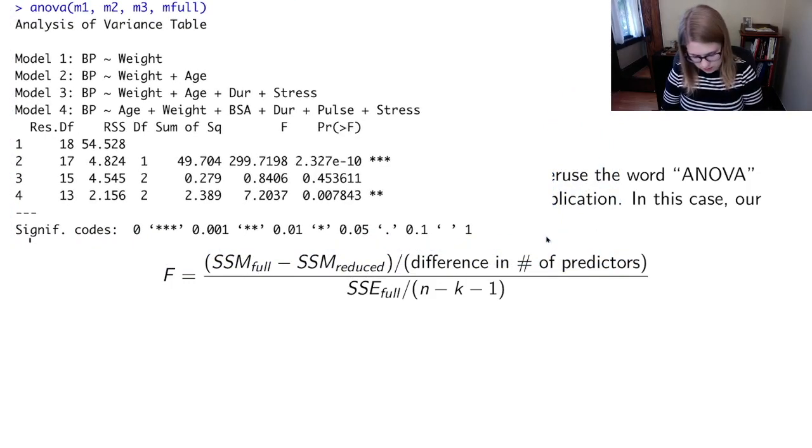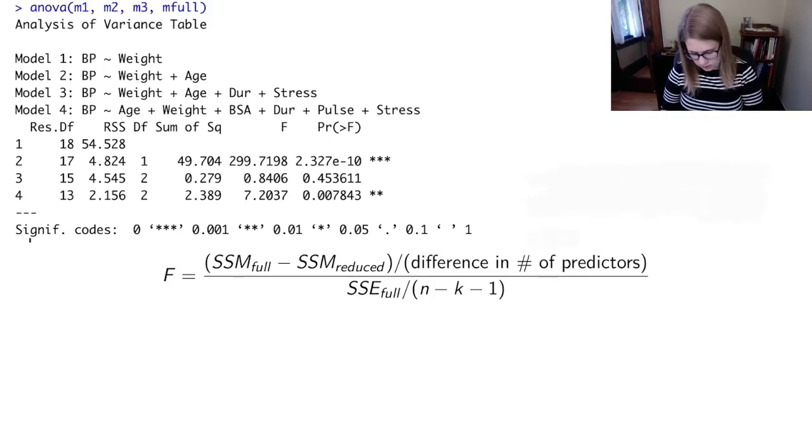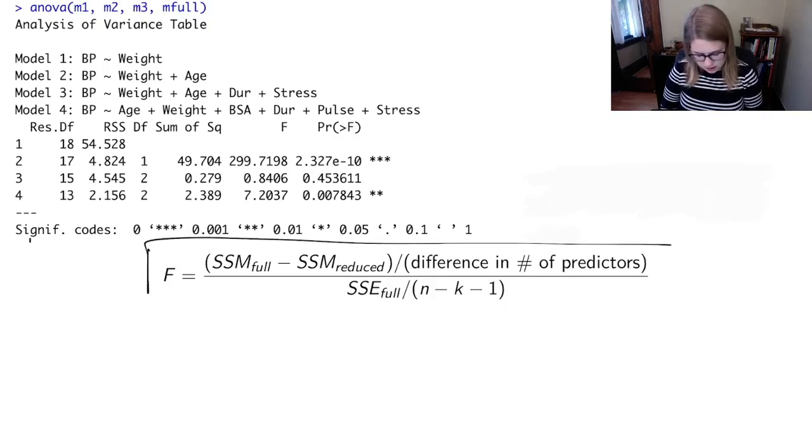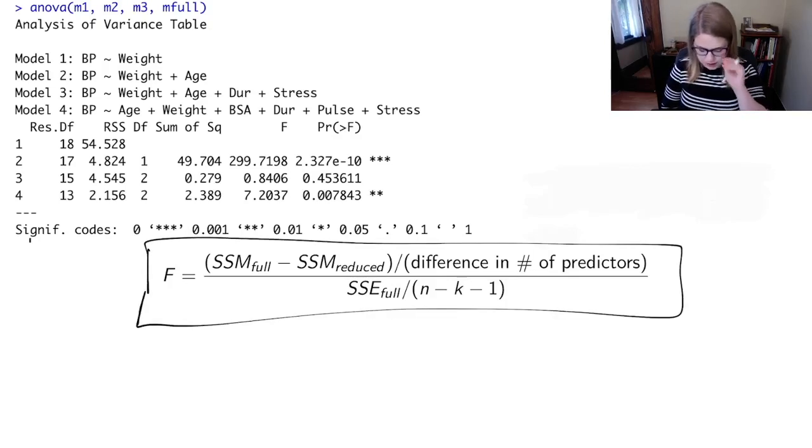And maybe I will also just white some of that out so it's a little less distracting. Okay, so we talked about the equation for the F value. And the way that it works is it makes the comparison with the full model and the reduced model, divided by the difference in the number of predictors, over the SSE for the full model divided by n minus k minus 1. So let's think about what's going on in each of the rows of this table.